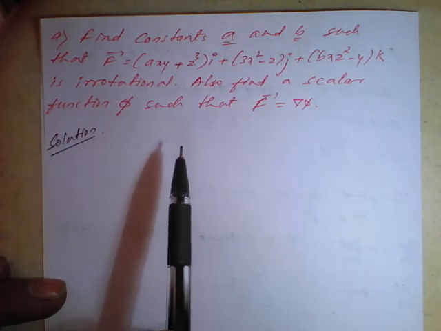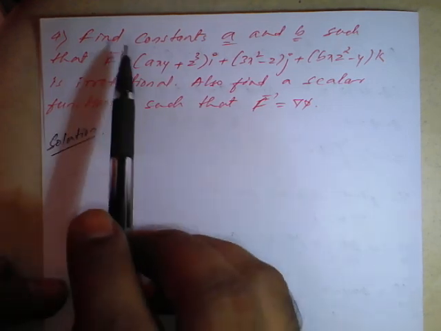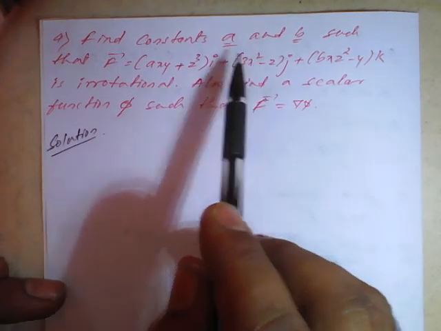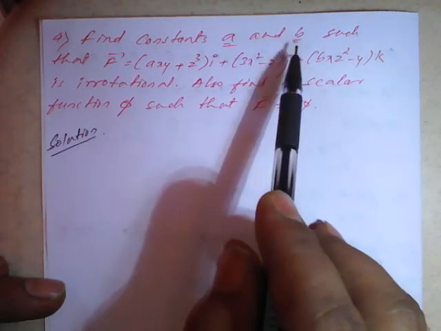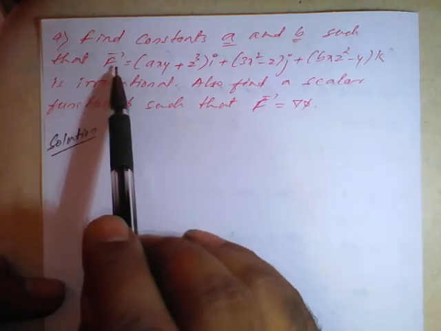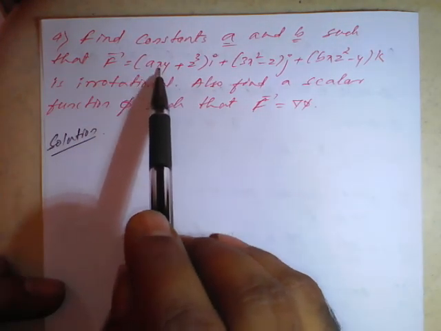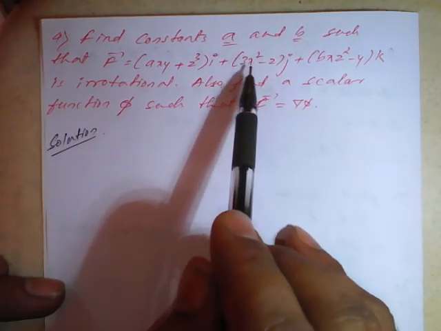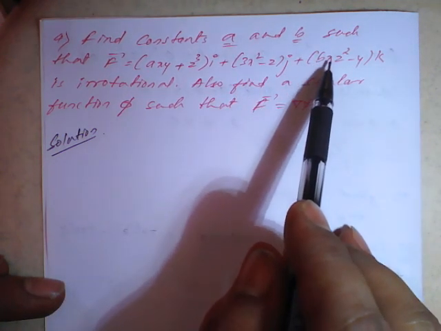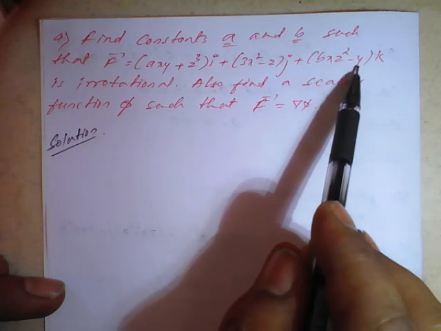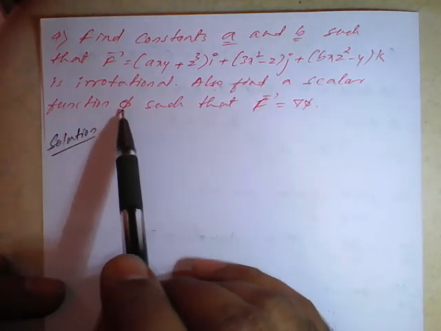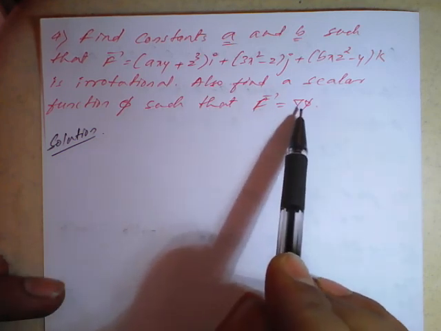Again, I want to see the examples based on the similar pattern we have seen in the previous lecture. Find constants a and b. In the previous example, I have taken only how to find the constant a. So here we'll see how to find constants a and b such that vector f is equal to (axy plus z cube) i plus (3x square minus z) j plus (bxz square minus y) k is irrotational. Also find a scalar function phi such that f is equal to del phi.